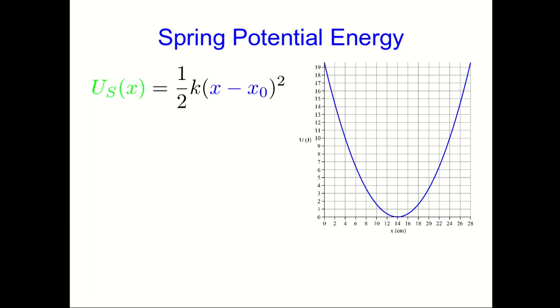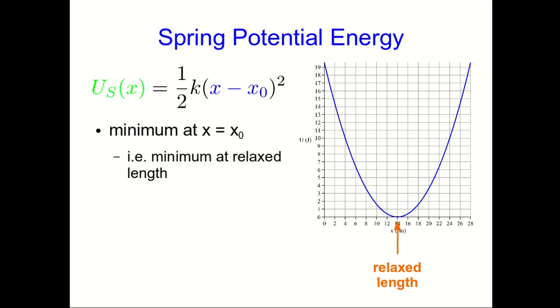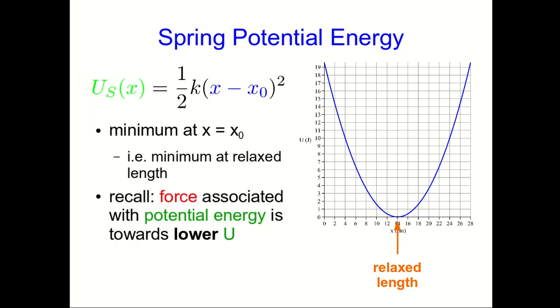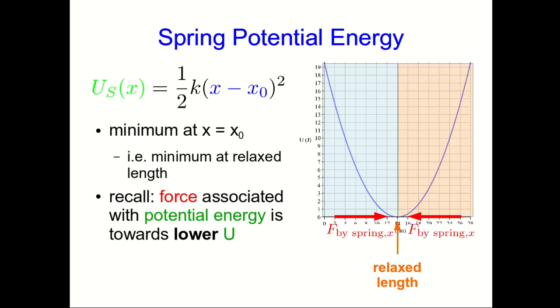So here's our expression for spring potential energy. And note that it's a minimum at x equals x naught, or in other words, the spring potential energy is a minimum when the spring is at its relaxed length, which we already knew. Also recall that the force associated with any potential energy is always towards lower potential energy. So in this whole region, the force by the spring must be to the right, and in this whole region, the force by the spring must be to the left, but that's just telling us what we already knew, which is that the force by the spring is always back towards its relaxed length.